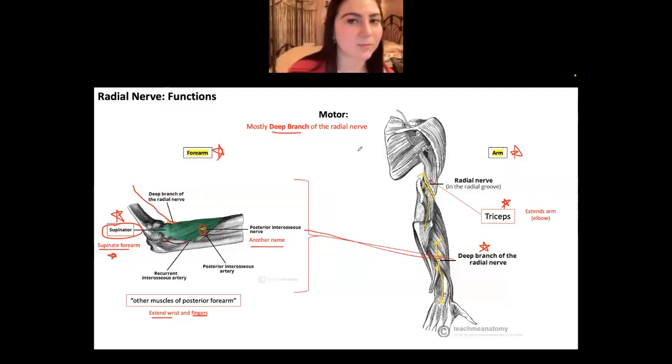Yes, exactly. So the question in the chat, it prevents wrist drop, 100%. And we're going to talk about that. Wrist drop is a huge sign of radial nerve palsy, because you can't extend, so now your wrist just hangs and you walk around like this. That's called wrist drop. I have a picture of that to show you. But these are the motor functions.